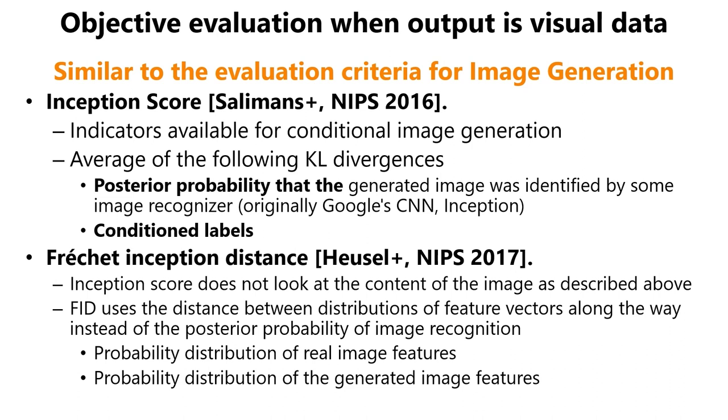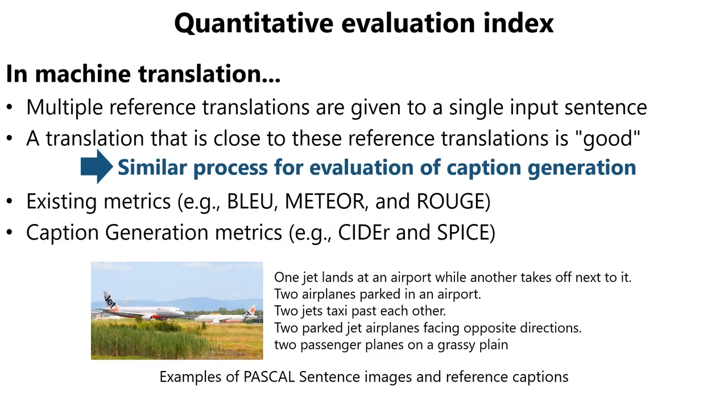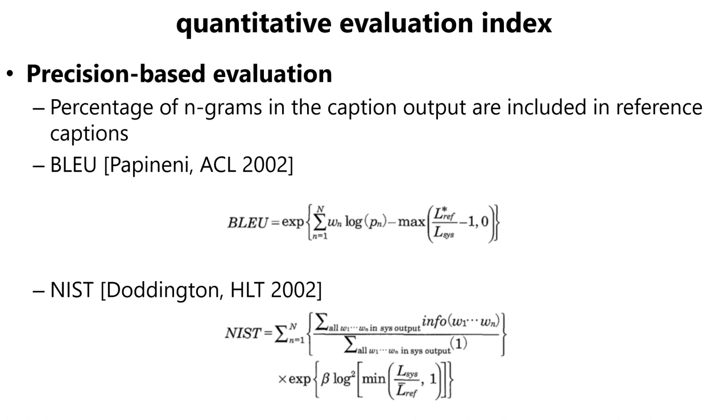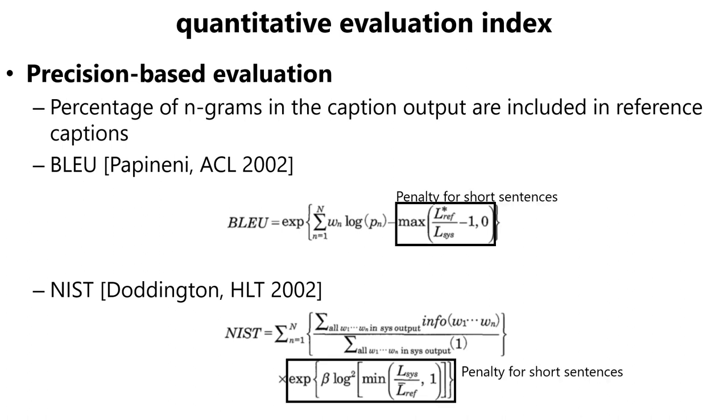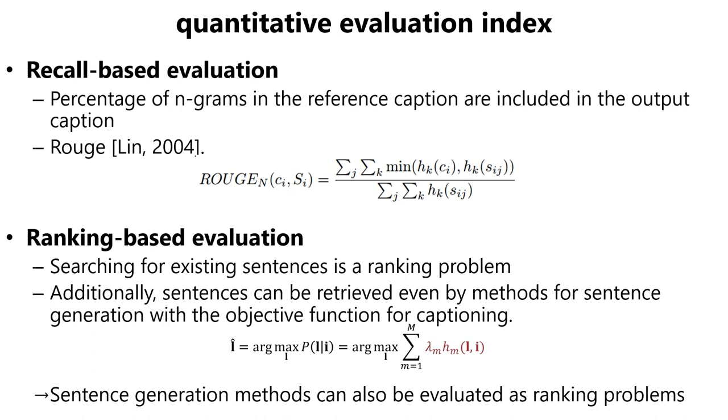This is a translation metric used in machine translation, a metric used in text summarization, and a new metric for caption generation. For example, there are multiple reference captions for an image like this, and BLEU or NIST uses n-gram precision between the output caption by the system and the reference captions. Next, metrics such as ROUGE, which corresponds to the evaluation metric for summarization, use n-gram recall of the caption and the reference captions generated by the system.